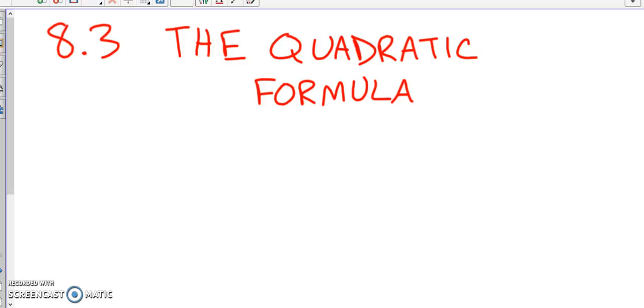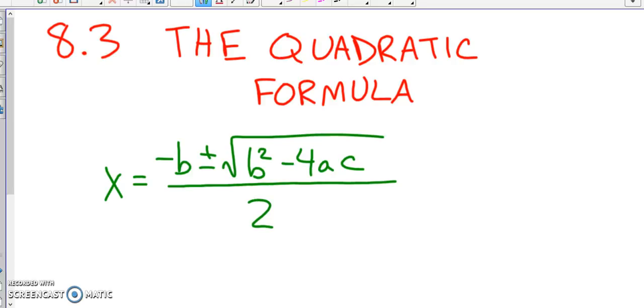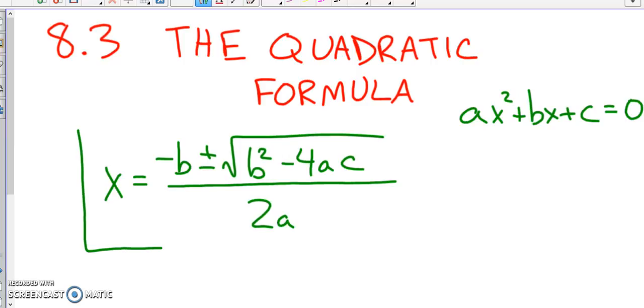And so, the quadratic formula itself is x equals negative b plus or minus the square root of b squared minus 4ac all over 2a. That's, of course, if you're solving something that looks like ax squared plus bx plus c equals 0. So this right here is the formula.